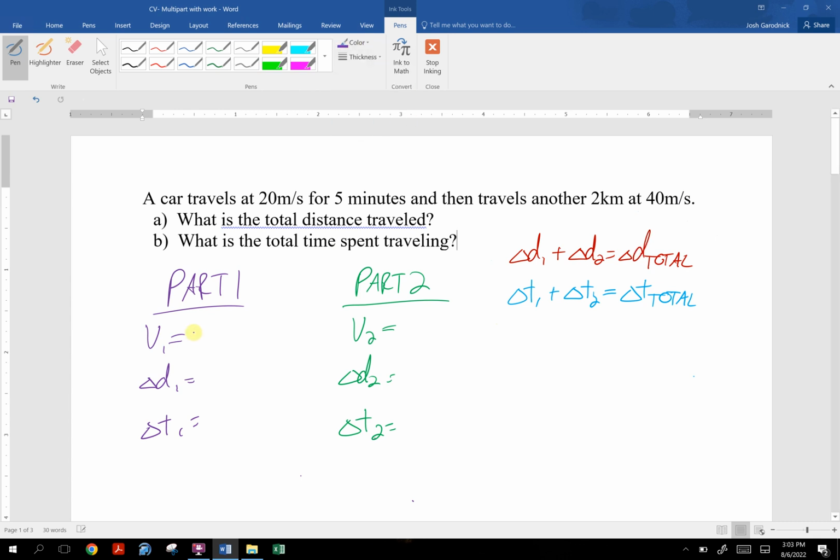Car 1 is doing 20 meters per second for 5 minutes. You can convert that to seconds, which is 300 seconds. Yes, convert to seconds. Part 2.